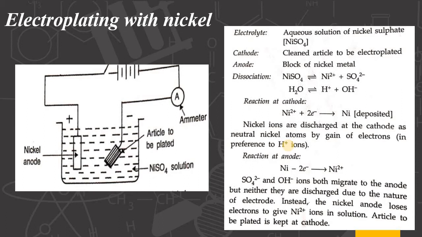Next, reaction at anode. At the anode, nickel is converted into nickel ion. There is sulfate as well as hydroxyl ion. All will be migrating to the anode, but they will not be discharged due to the nature of the electrode, as you have seen in the copper sulfate electrolysis with copper electrode. So here the nickel anode loses electrons to give Ni+2 ions in the solution, and the article to be plated is kept at the cathode. So at the cathode nickel is deposited, and from the anode nickel ion is going into the electrolyte.